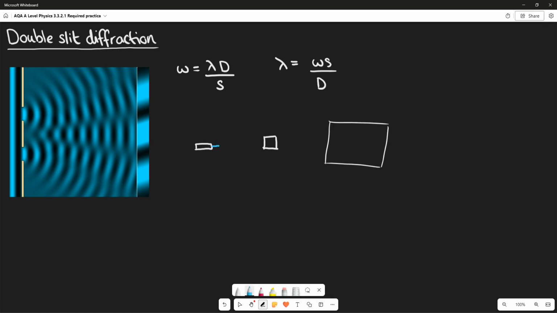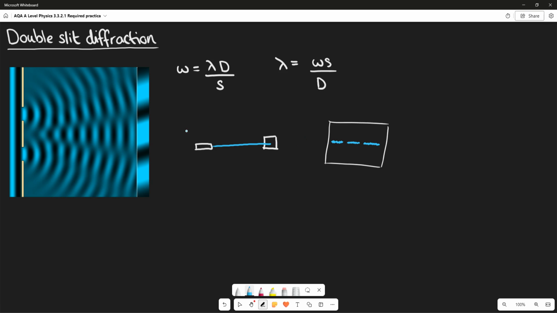So the light will be coming out from the laser, landing across the double slits, and then forming fringes on the screen over here. So the light is coming out and hitting those fringes.